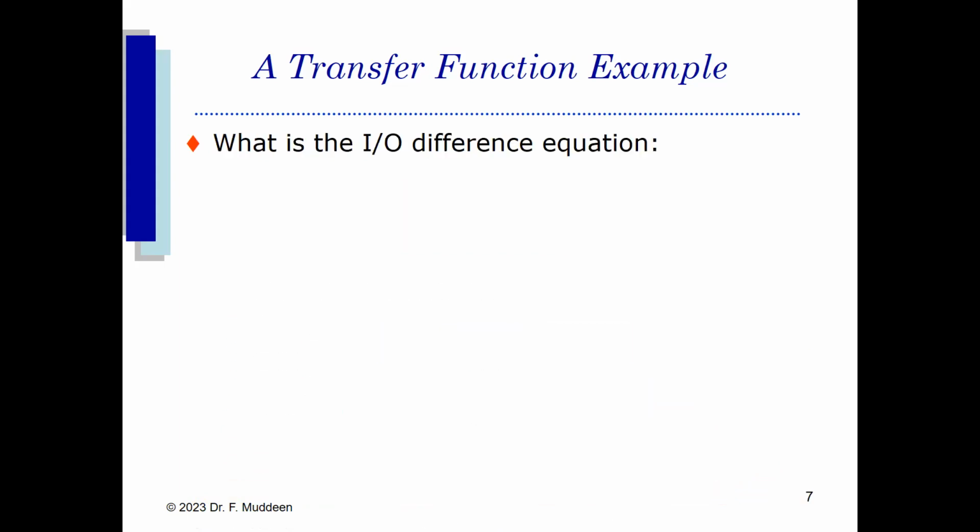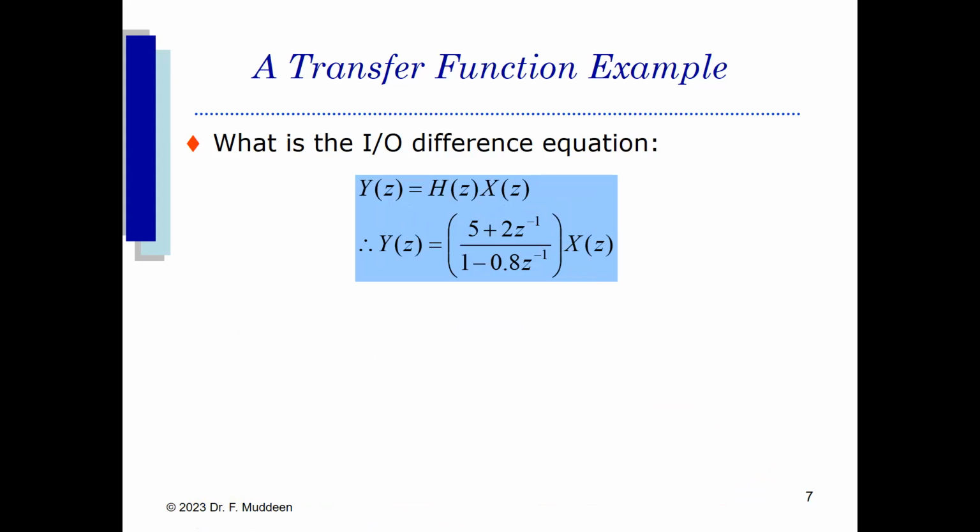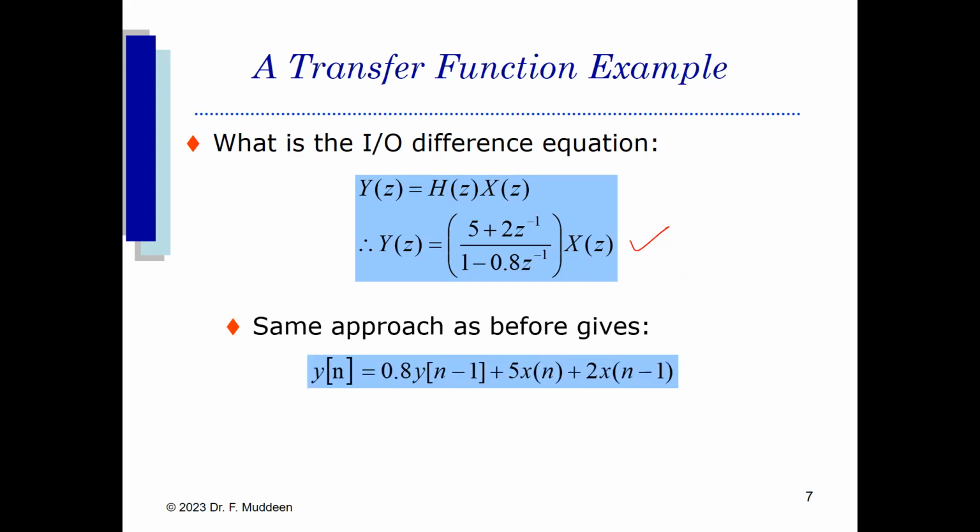All right. What about the input-output difference equation? Remember, Y(z) is H(z) multiplied by X(z), which is what we have here. If X(z) is an impulse, then Y(z) becomes H(z). That's my normal signals and systems approach, right? So Y is the transfer function multiplied by X, in either the S domain or the Z domain here. Same approach as before. Let's cross multiply.